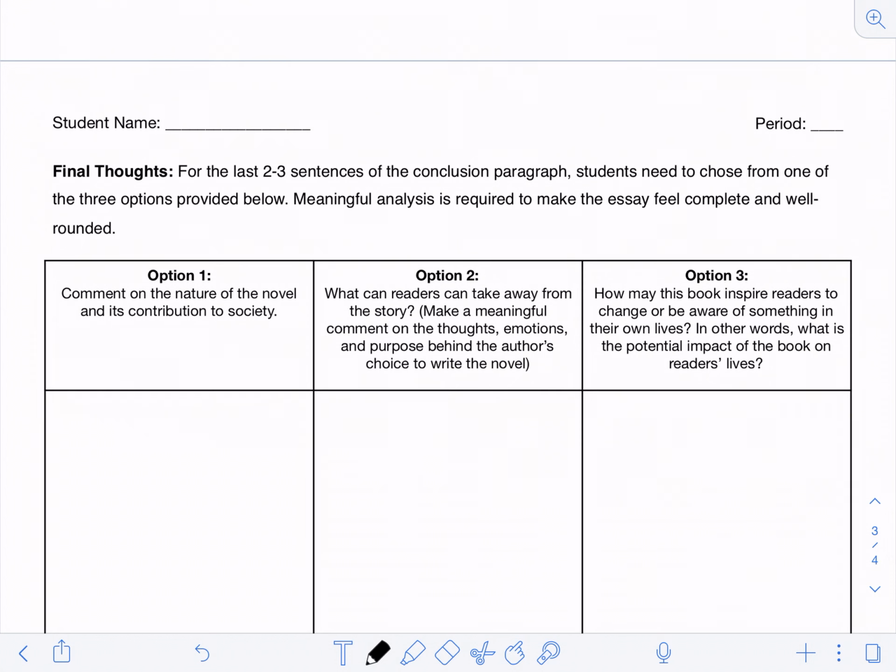For the last 2 to 3 sentences of the conclusion paragraph, students will need to choose from one of the 3 options below. Students always get confused. They think that I want them to do all 3. I'm simply providing you different ways of looking at the end of the paper. Meaningful analysis is required to make the essay feel complete. Highlight that. And well-rounded. It needs to feel finished.